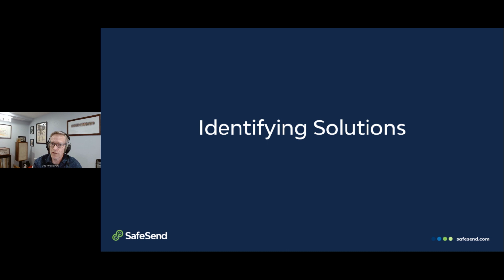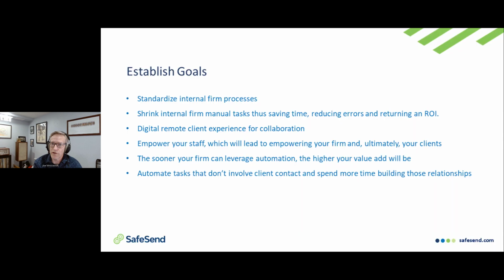And then you want to take that and find solutions and goals. So for establishing goals, typically this should be kind of across the board for everybody. Standardize internal firm processes. I know it's hard to do that with different partners wanting very specific things for them, but the more you can standardize, the more benefits there are across the firm. Shrink internal firm manual tasks to save time, reduce errors, return a more positive ROI. Digital remote client experience for collaboration. It's what everybody is expecting at this point.